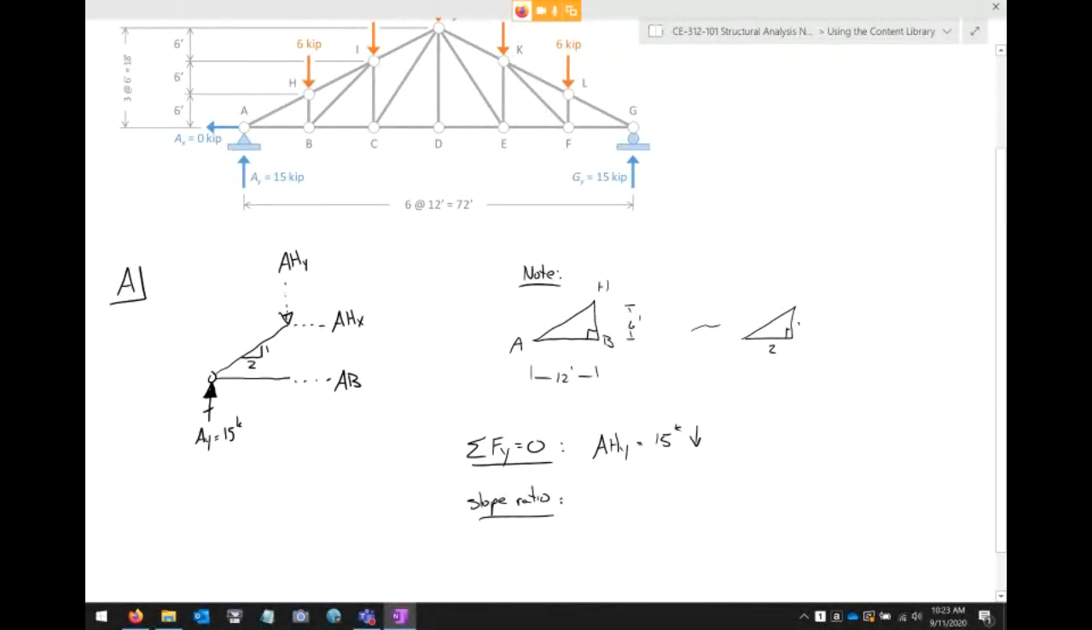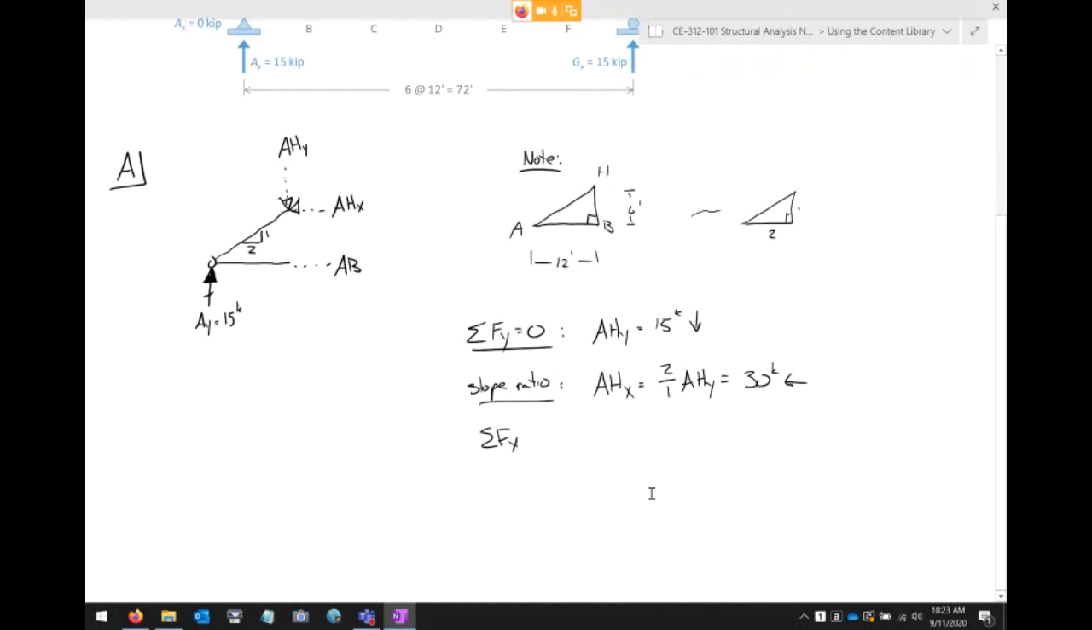And I look at this, and I see the 1 to 2. The 2 is on the horizontal side, so that means the horizontal component needs to be bigger. It also needs to be pointing to the left because the member is in compression. So AHX is 2 over 1 AHY, or 30 kips this way, and then the sum of forces in the X direction here. Let me scroll down a bit so I get a little bit more room to write.